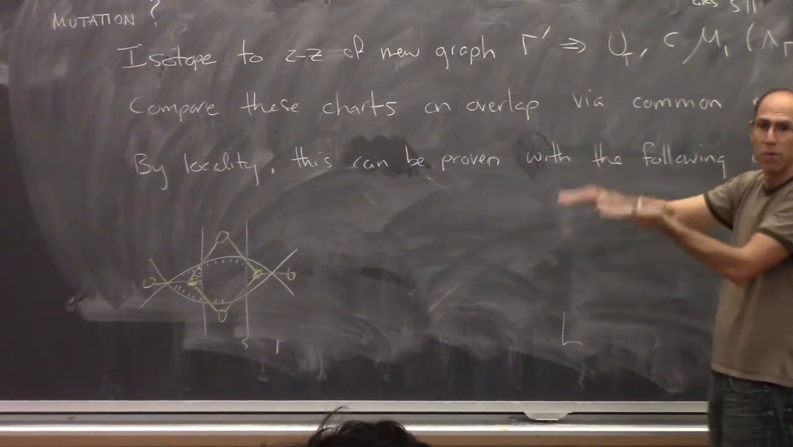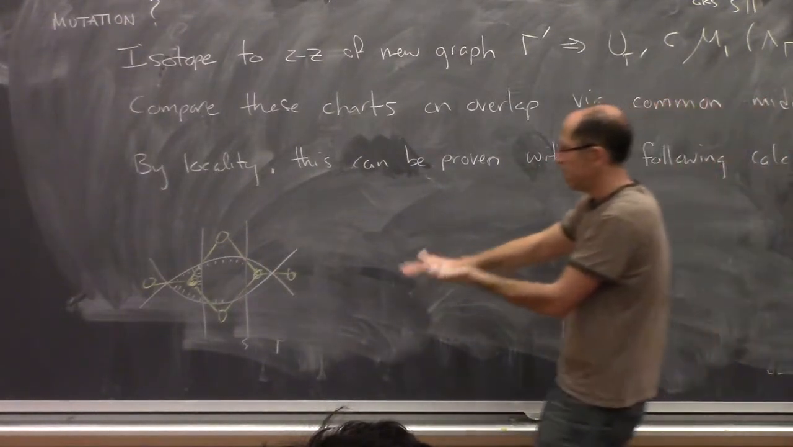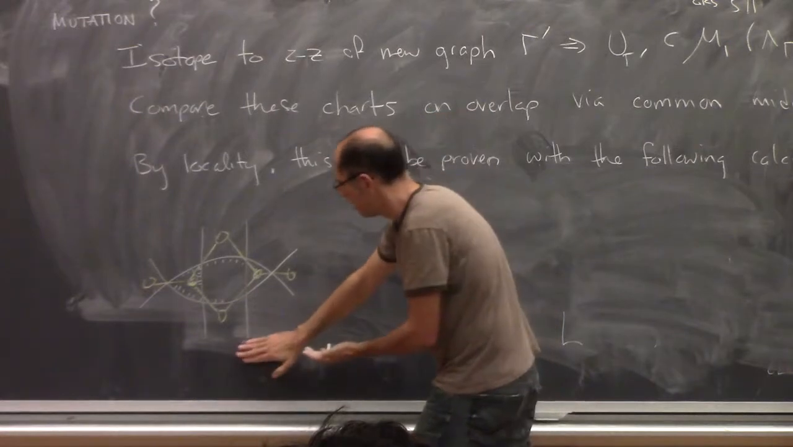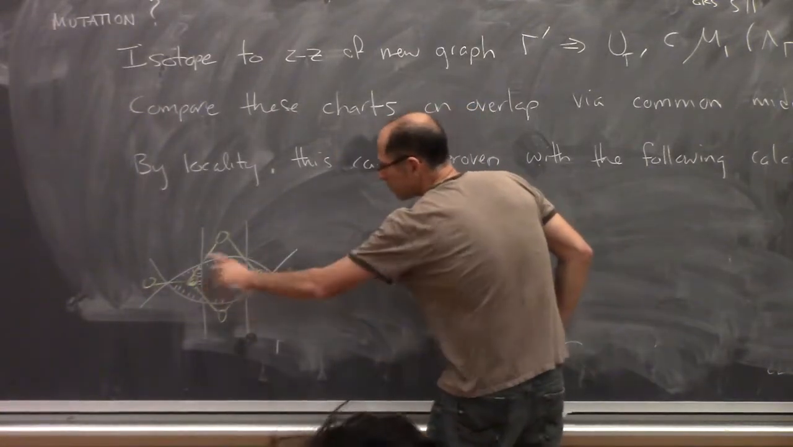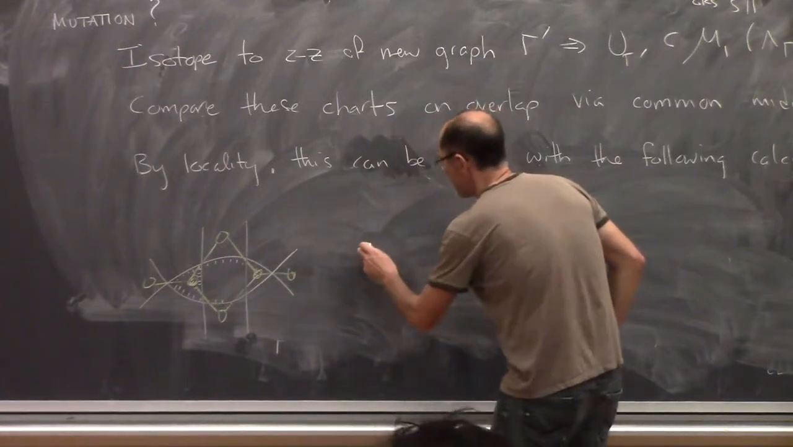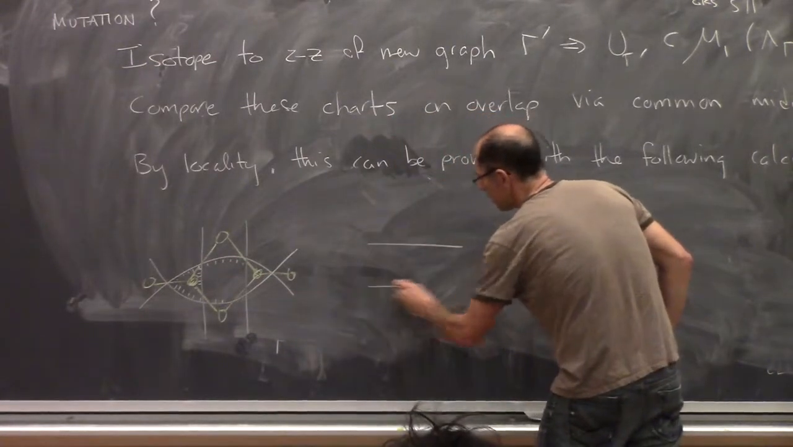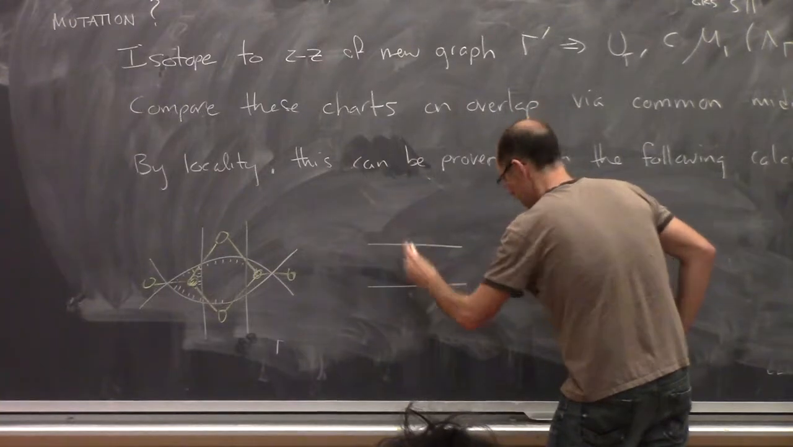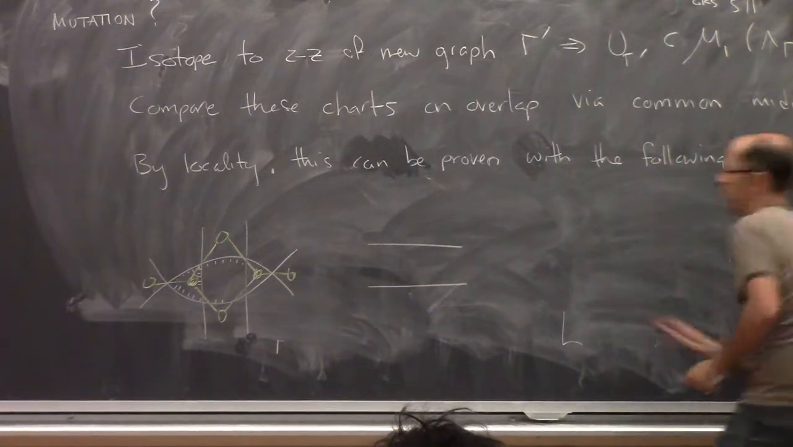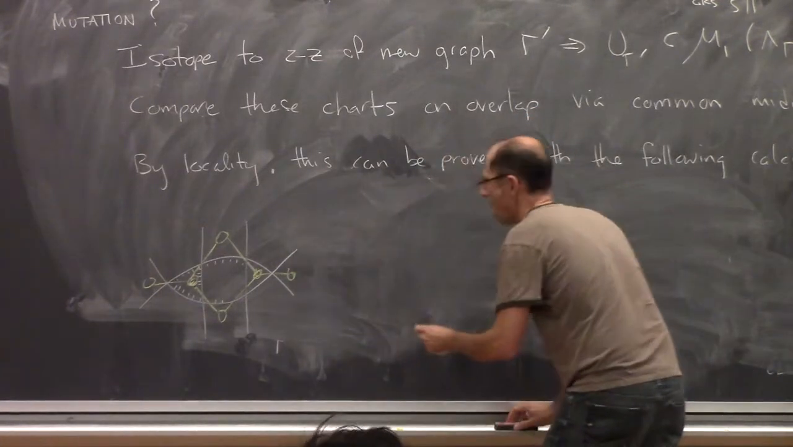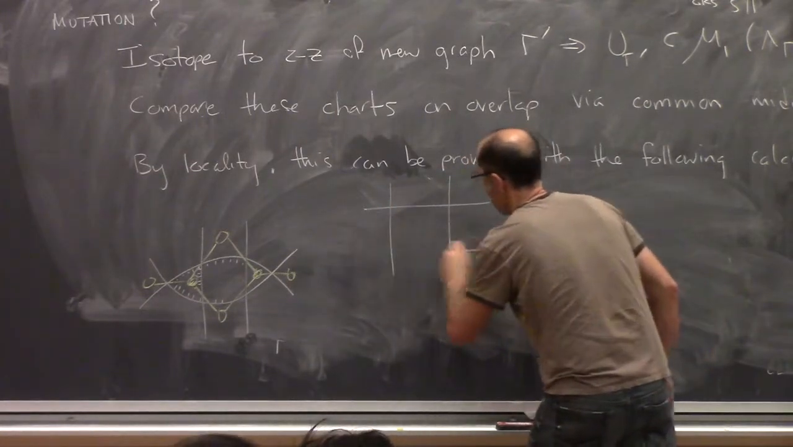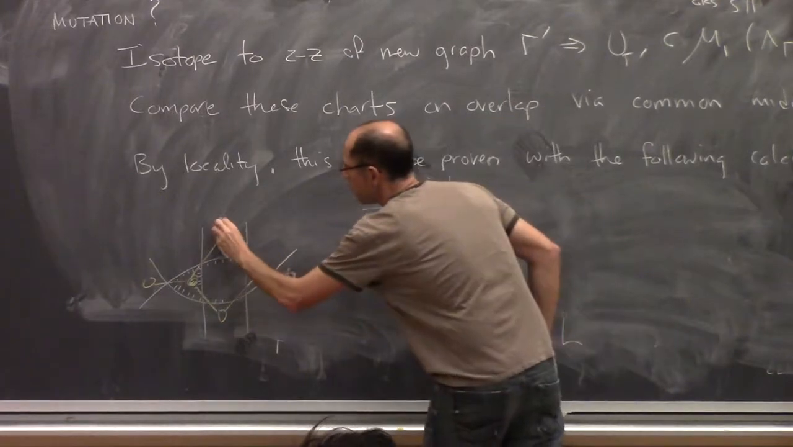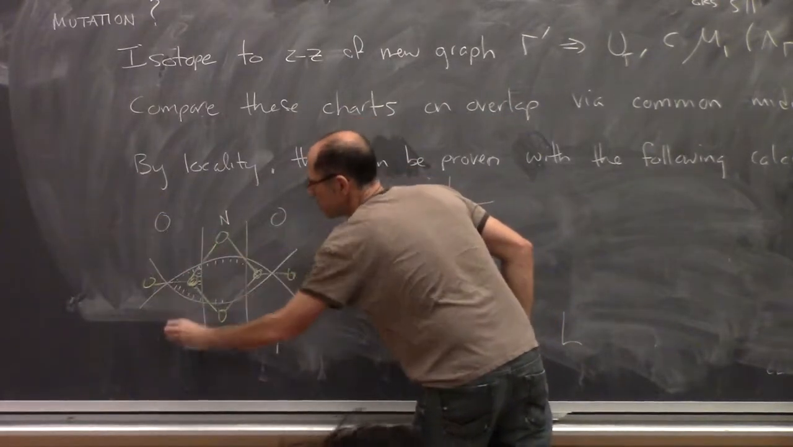That's called the bigon move in the graph language of cluster. You have these bigons, and you can eliminate them. And if you eliminate them, that's just a Lagrangian isotopy. You get the following picture. Like that. So there's four regions. These were all zero regions.